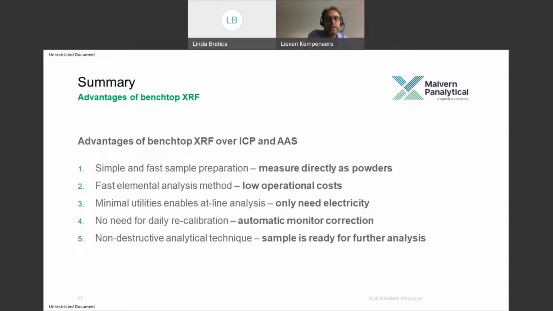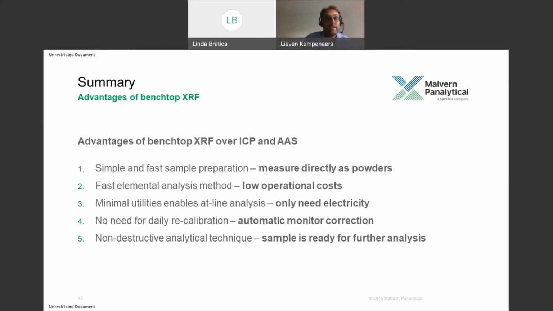So first of all, the sample preparation is simple and fast, because you can measure the powder directly. You can also do a liquid, you can also do a slurry. That's one. Of course, with the fast sample preparation, that means that the whole method is fast, and that means also the operational cost of the method, including sample preparation, is also very low compared to ICP.